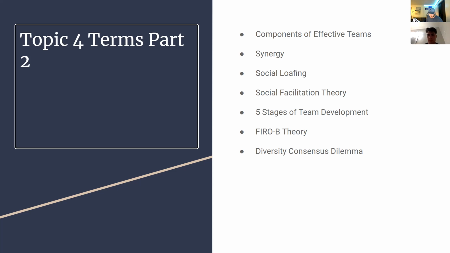The FIRO-B theory is based around how people work with one another, depending on their personality types and how people interact. This includes how they feel about working within a team, and also the different interpersonal relationships that can be found within that team.